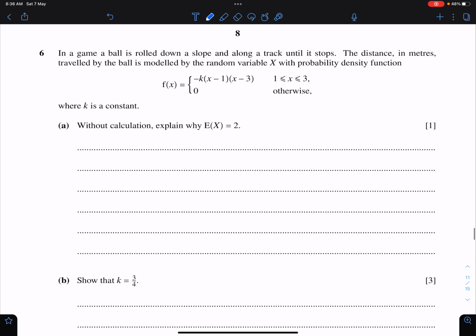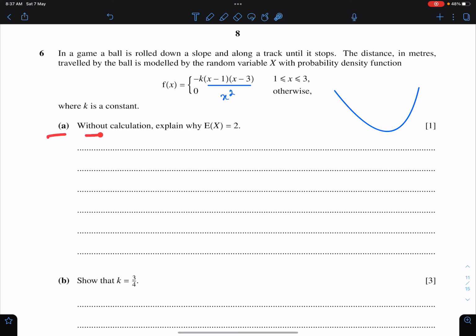Question number 6. In a game, a ball is rolled down a slope and along a track until it stops. The distance in meters traveled by the ball is modeled by the random variable x with a probability density function. This curve is quadratic and happy face because of positive x squared. So it's a quadratic, happy face curve.